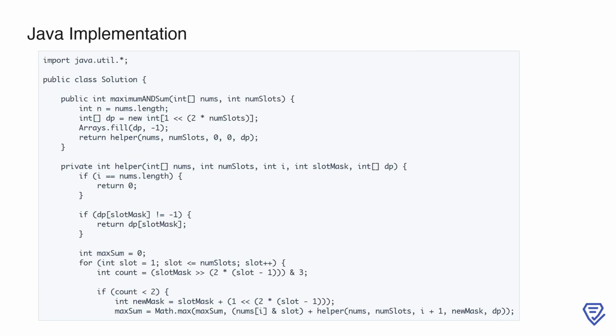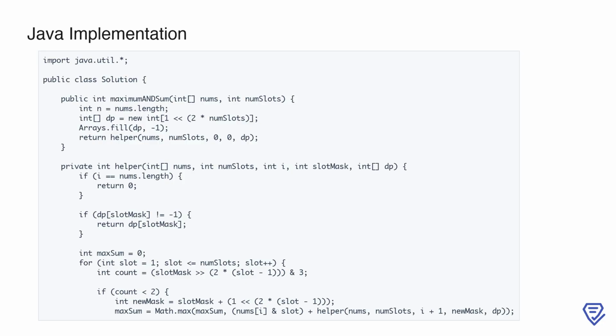Here, we begin the implementation of the solution in Java. First, we define a class named Solution and implement the method maximum_AND_sum. This method takes in the array nums and the integer num_slots, which represent the elements we need to assign to slots and the number of slots available, respectively.